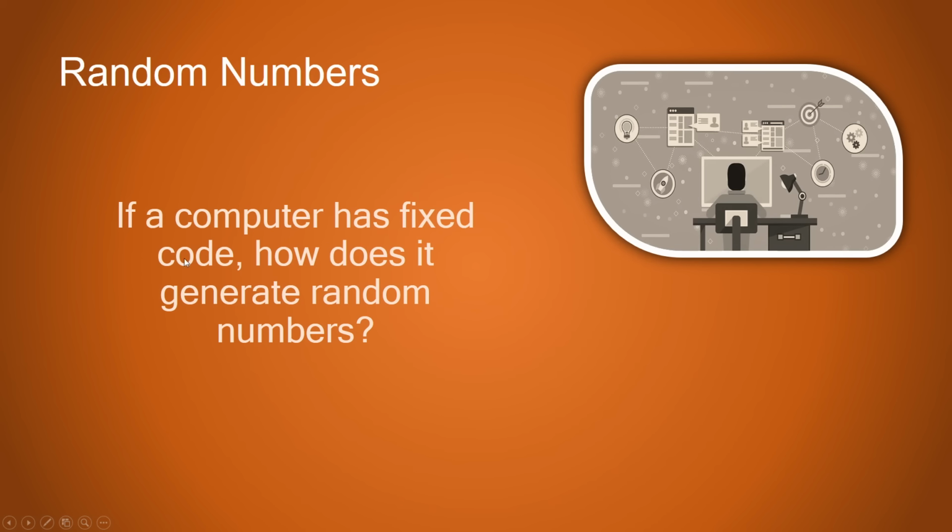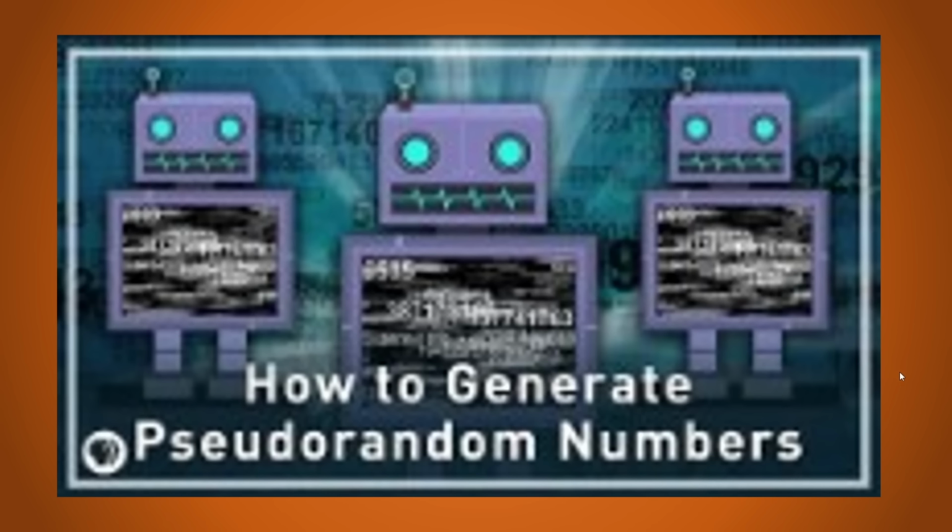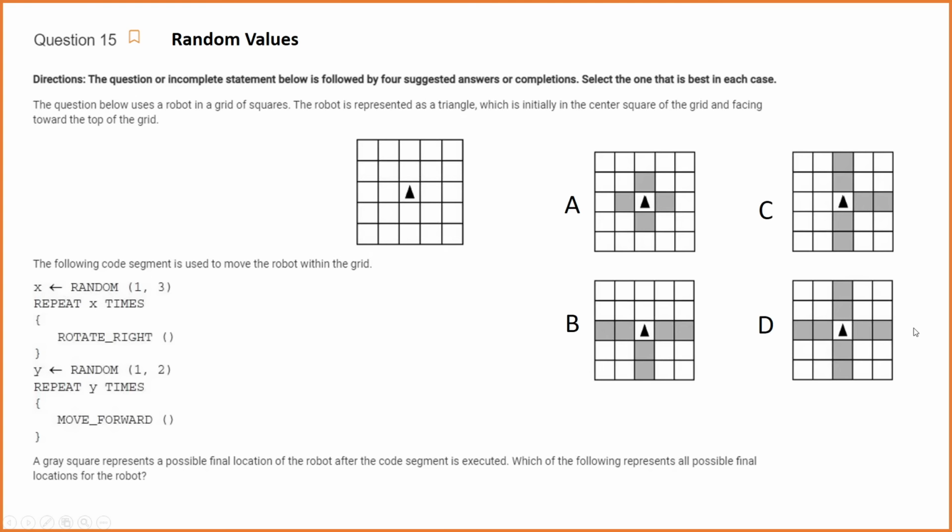If a computer has fixed code, how does it generate random numbers? Okay, so random numbers are something you're going to come across. Random numbers are basically just ways of generating a number between a certain value and another value. They're quite interesting, but not that interesting. The details of how it generates random numbers is quite cool. But for your point of view, you just need to worry about random and between this number and that number.